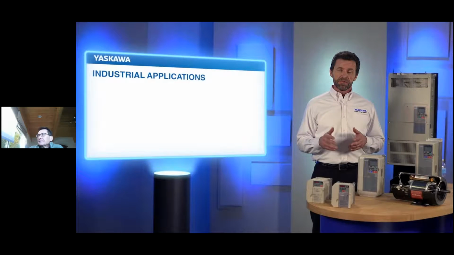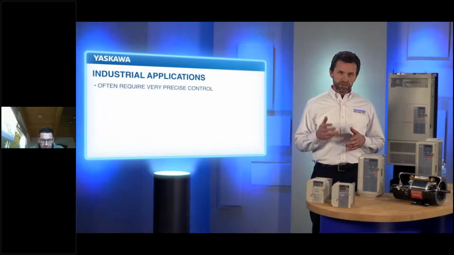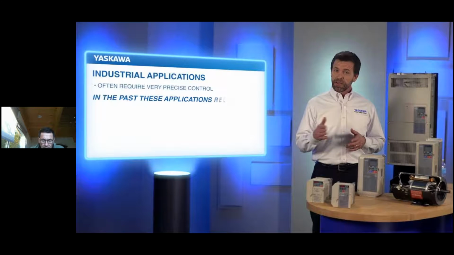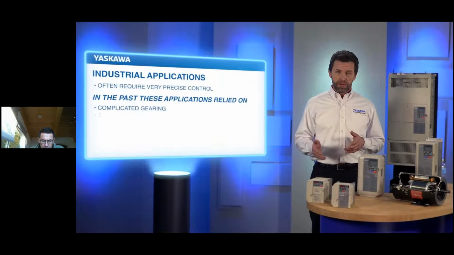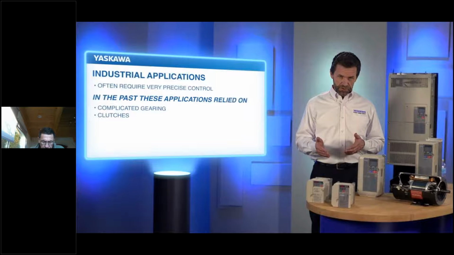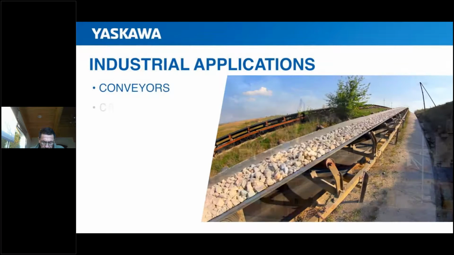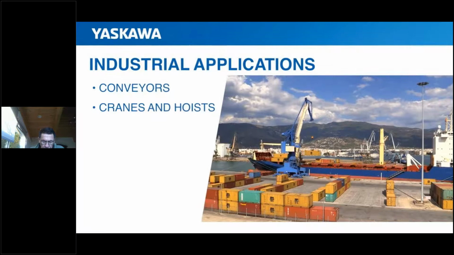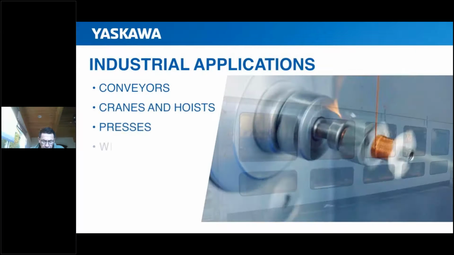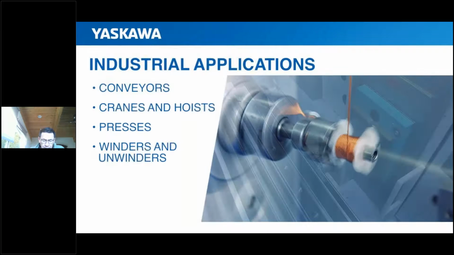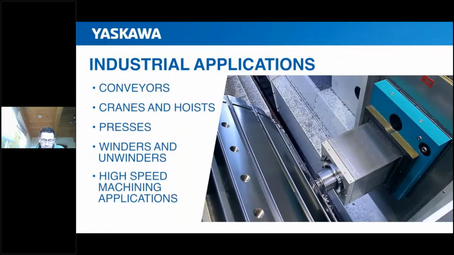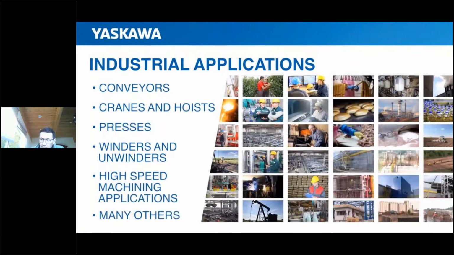Industrial applications often require very precise control. In the past, these applications relied on complicated gearing and clutches to control the speed of a given system. Examples would include conveyors, cranes and hoists, presses, winders and unwinders, high-speed machining applications, as well as many others.